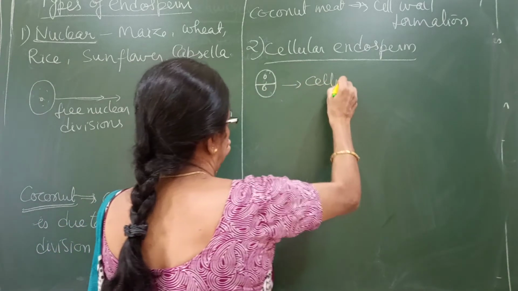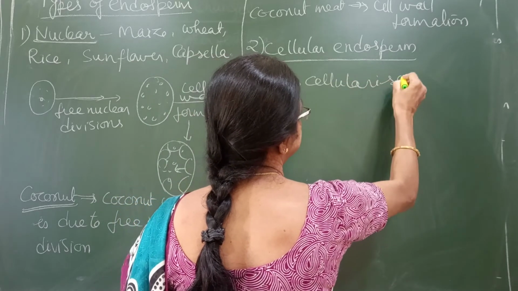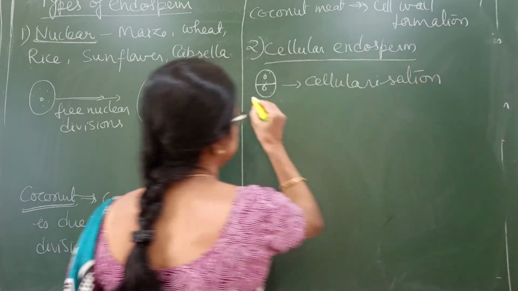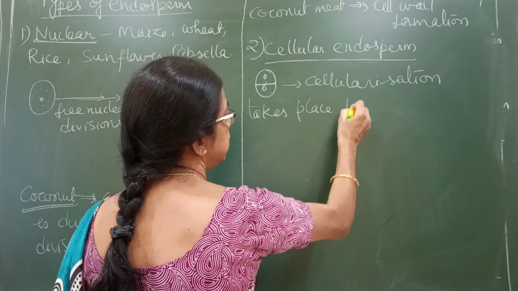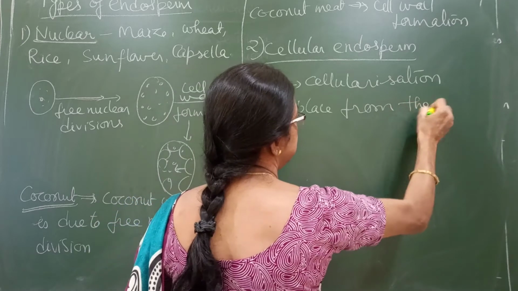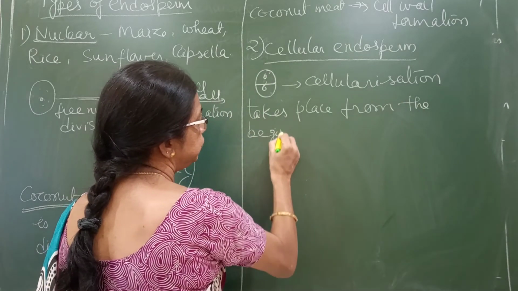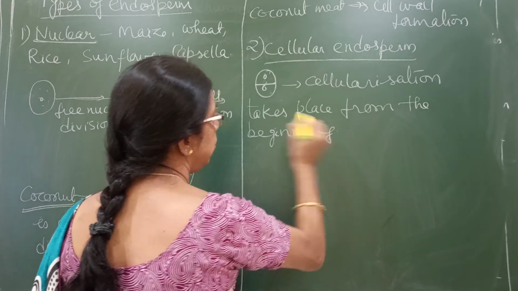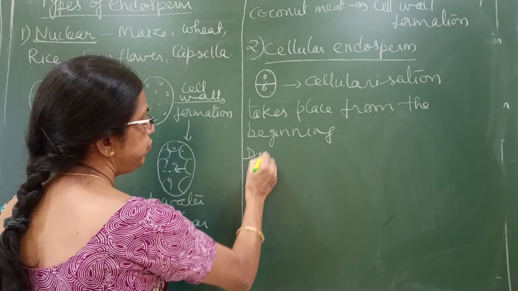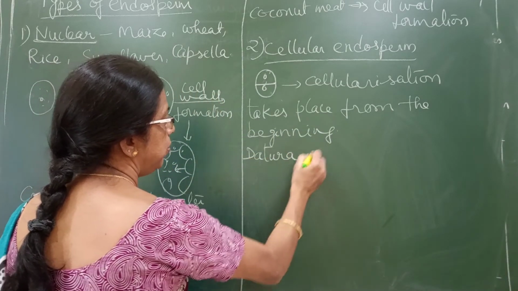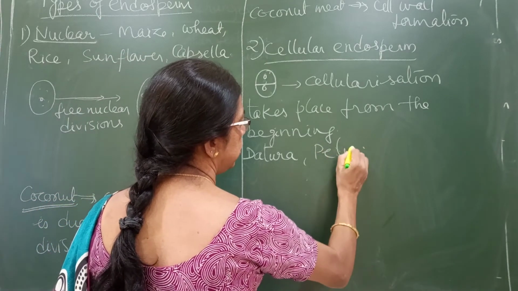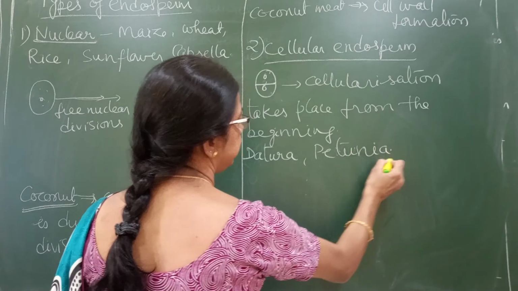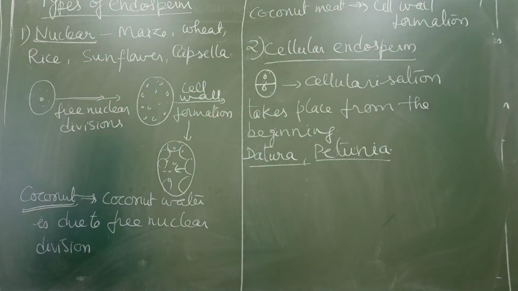Cellularization takes place from the beginning. So that is called as a cellular endosperm. Like for example, it is found in Datura and Petunia. So here it is cellular endosperm.